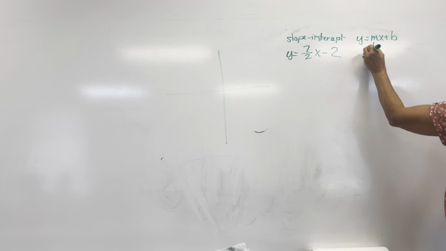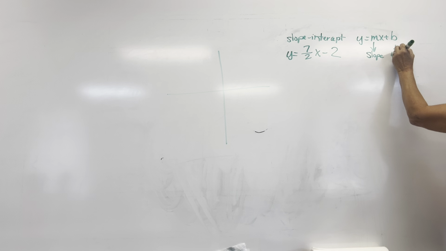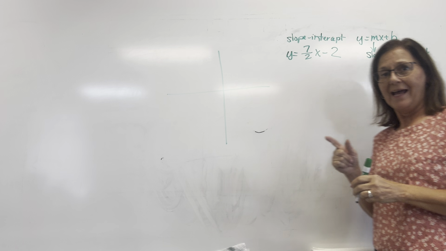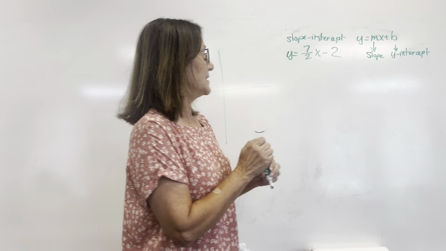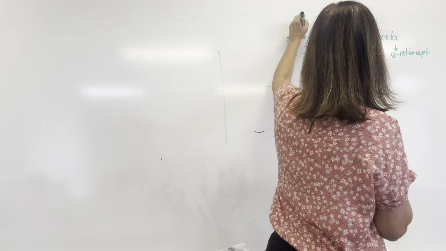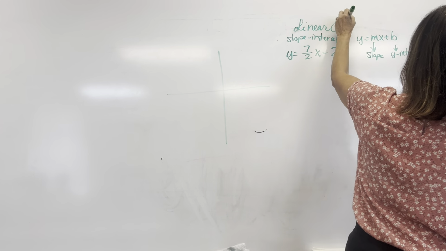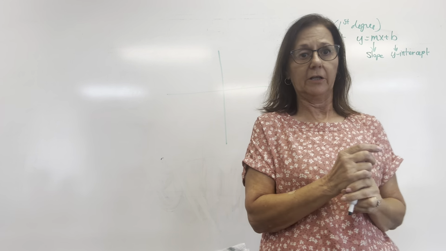Slope. And what does the b represent? The y-intercept. It's intercept, not intersect. It's a linear equation. Linear equations are first degree because they only have one direction. They only go in one direction.